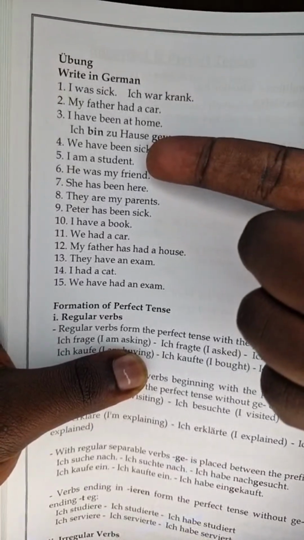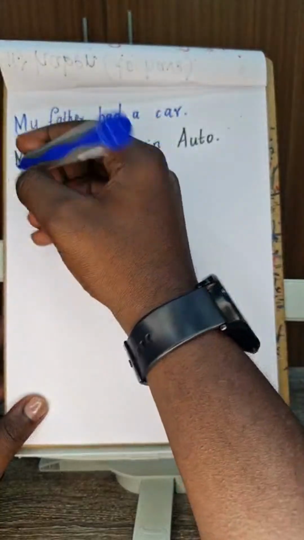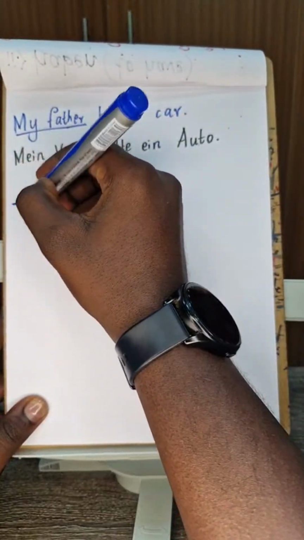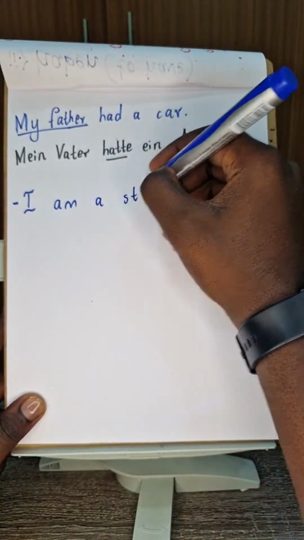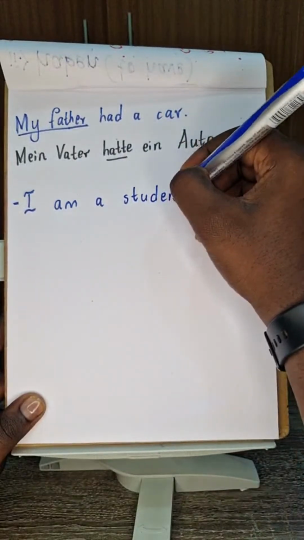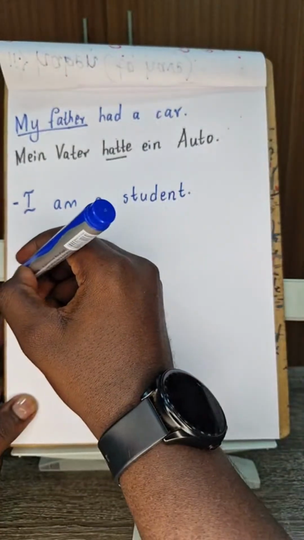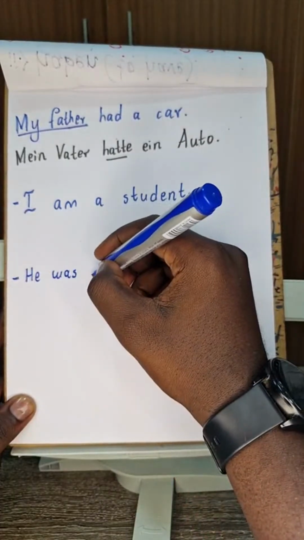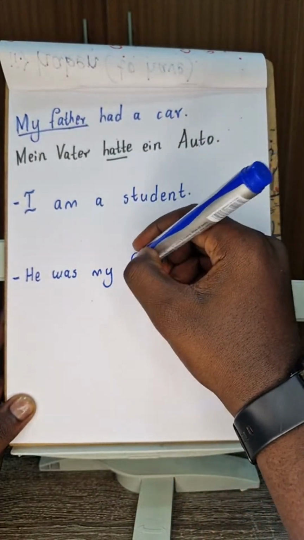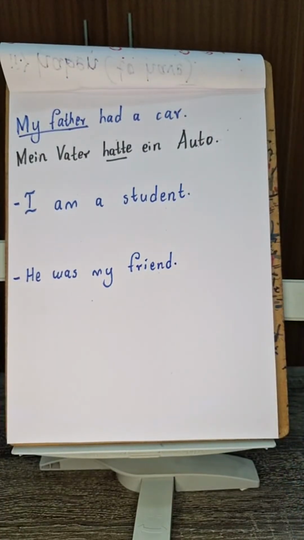I am a student and he was my friend. How would you say in present tense, I am a student? Look at this number here. I am a student. How would you say I am a student? And then the next one we've been given is, he was my friend. He was my friend. That is the second one.